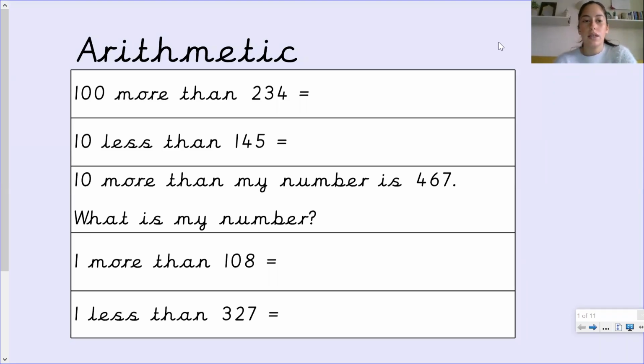So let's start off today's lesson by doing your arithmetic. Take about 5 minutes to complete your arithmetic. Pause the video, complete all the questions, and when you're ready to see the answers, play the video then.